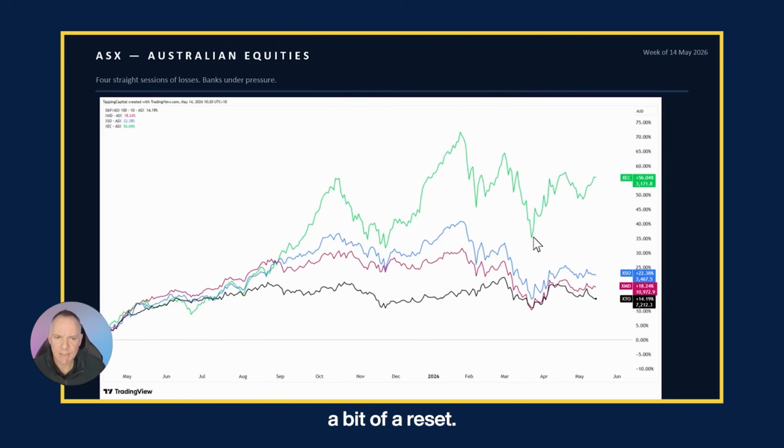And we have had a bit of a reset, and we're starting to see a clear divergence now, where we're making lower lows and lower highs on large caps, mid caps and small caps, but we're starting to show some strength again in micro caps. And that's a real opportunity for us to look into.